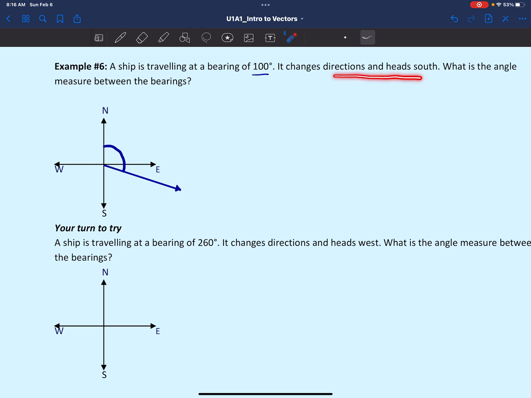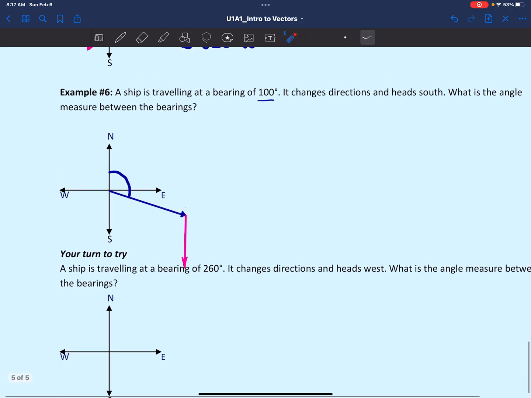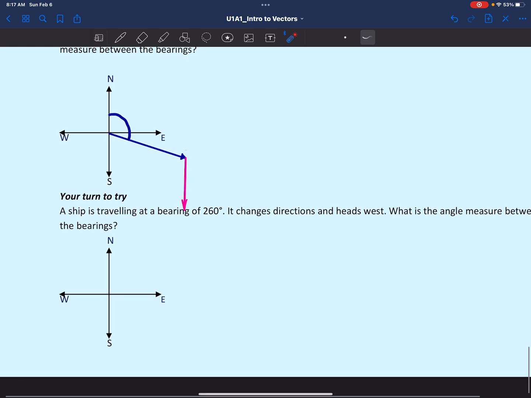And then it changes direction and heads south, which means that this object will go south. Now remember that if I drew this vector down here, which will describe exactly where the object is going, this will describe the south motion. So the bearing vectors will be the blue one and the pink one. But when we say to find the angle between the bearings, it means to find the angle between these two vectors.